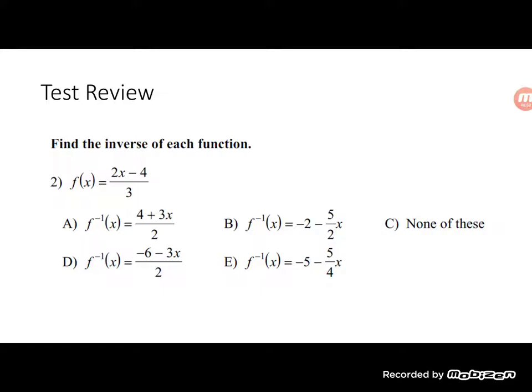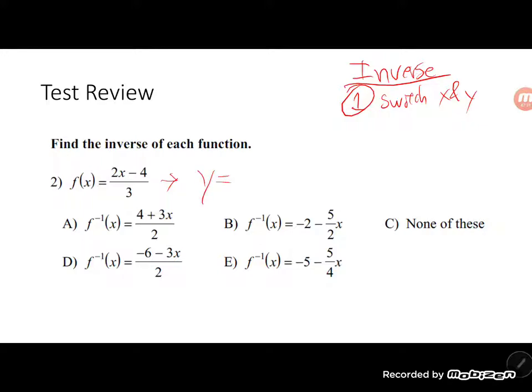Okay, find the inverse of this. So this is pretty cut and dry. There's 2 steps to find the inverse. We're going to have step 1, which is switch x and y. So we want to come to this equation. First off, I don't see a y in there, so I'm going to go ahead and interchange f of x for y, because they basically mean the same thing. And f of x can mean y, for all intents and purposes. So y equals 2x minus 4 divided by 3.